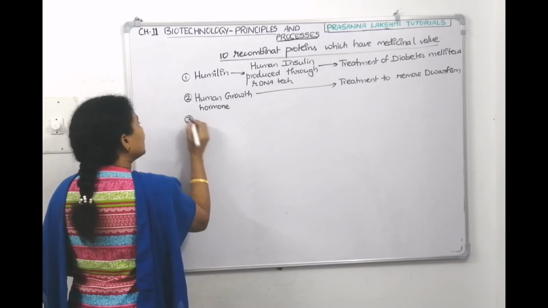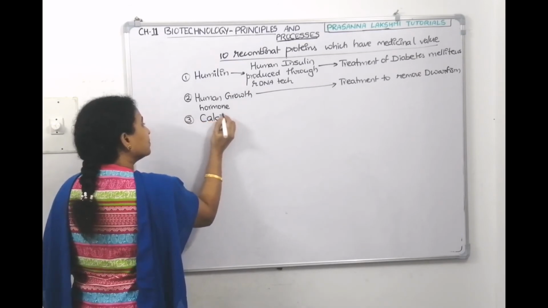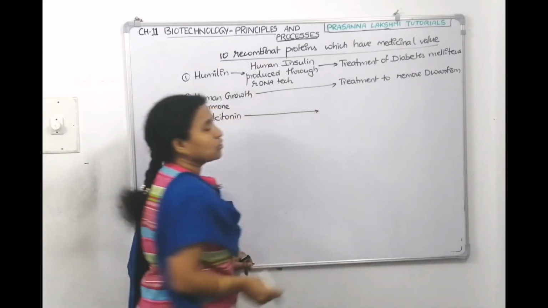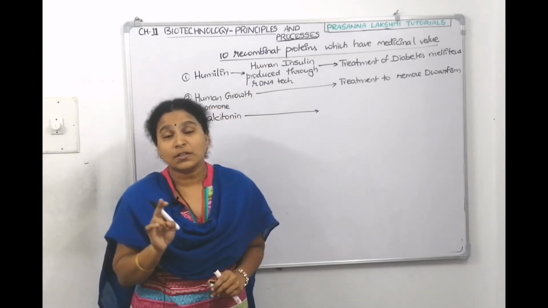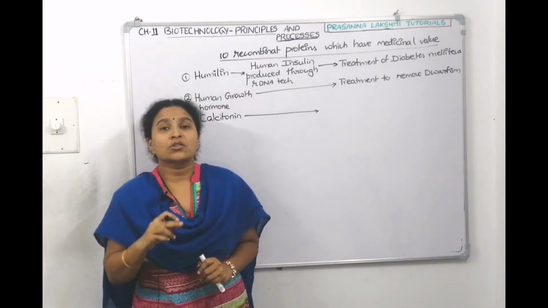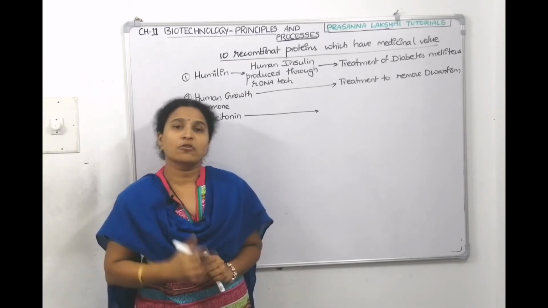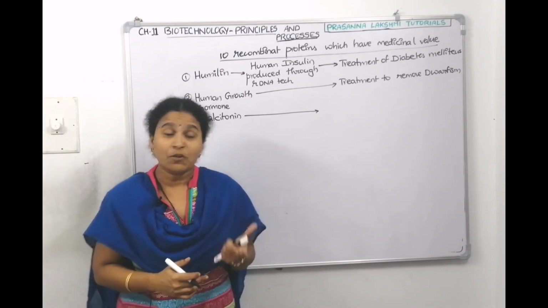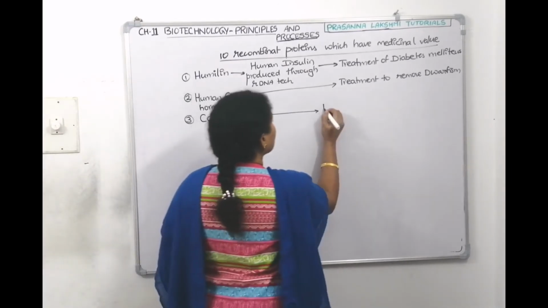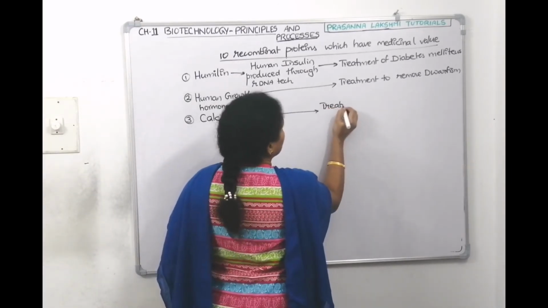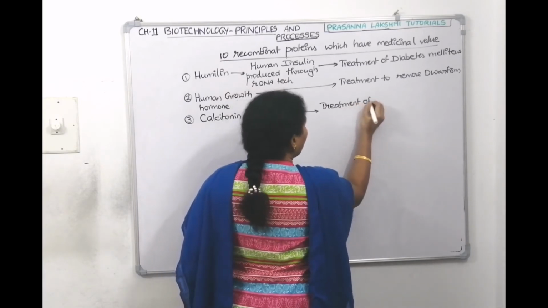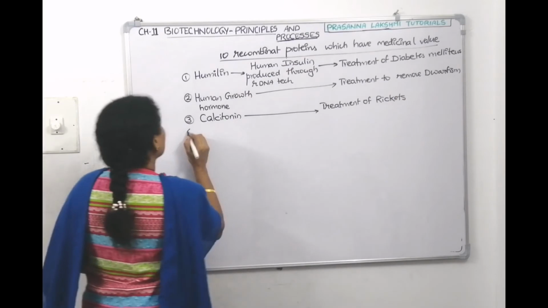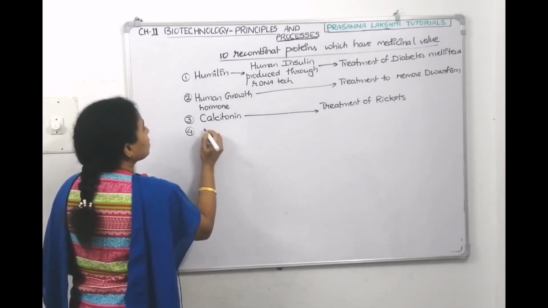Another hormone, if we see, is calcitonin. Now, what does calcitonin deficiency cause? Calcitonin deficiency causes rickets. Bones become weak. So calcitonin hormone can also be produced by biotechnology, rDNA technology, which is used in treatment of rickets. Right?